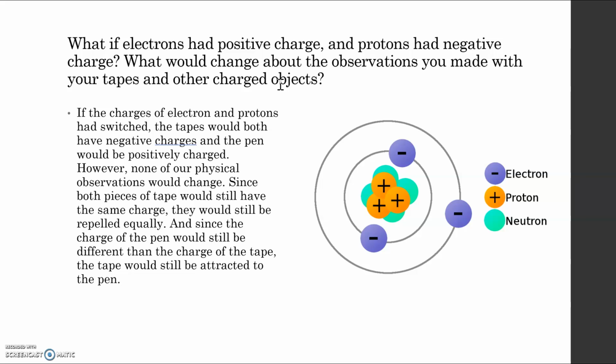This is because both pieces of tape would still have the same charge and they would still repel equally. And since the charge of the pen would still be opposite in sign to the charge of the tape, the tape would still be attracted to the pen.